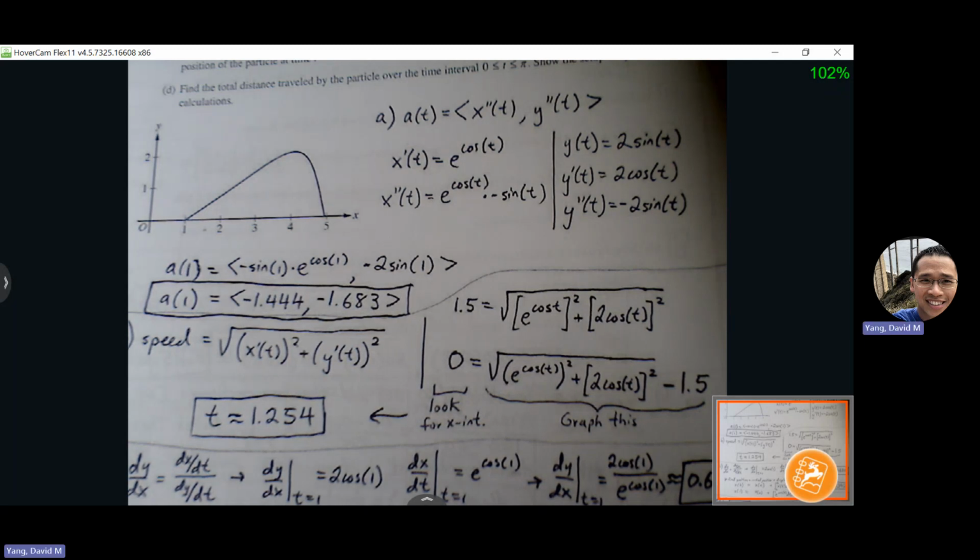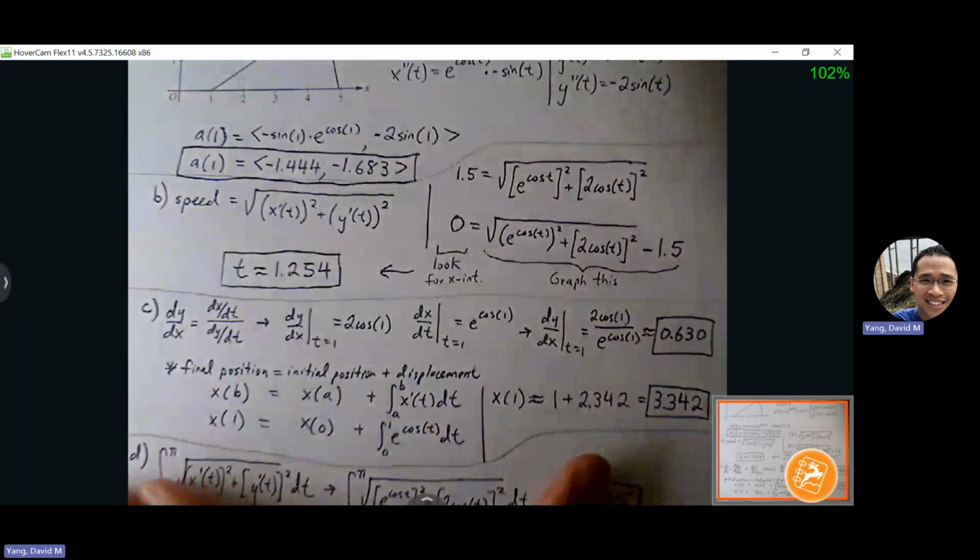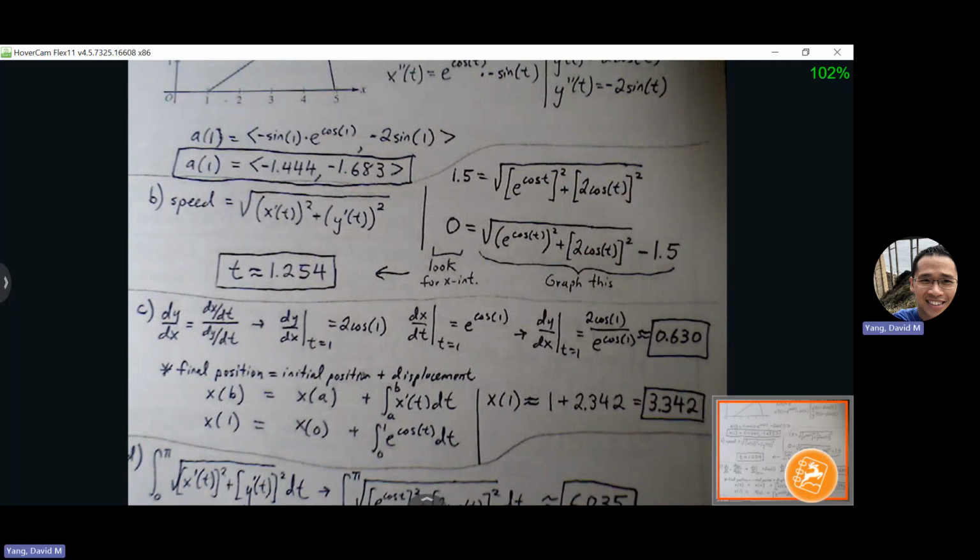All right, part C, find the slope of the tangent line. You have to understand that a tangent requires an ordered pair and a slope. We have to do a little more work for a tangent line where you're not given a function, you're given a parametric form. We know dy/dx is the vertical and horizontal components put together. So we can find dy/dt at 1, find dx/dt at 1, and divide them. We get 0.63. So that's the slope.